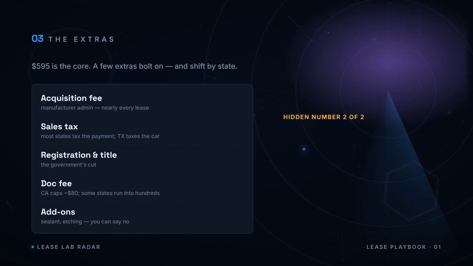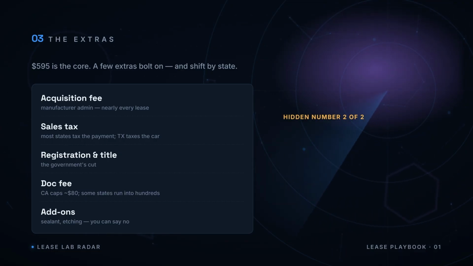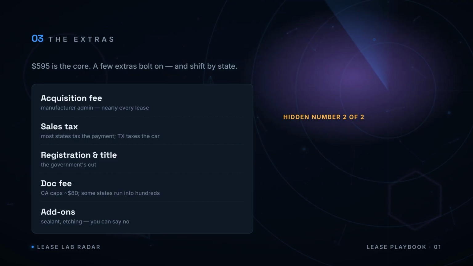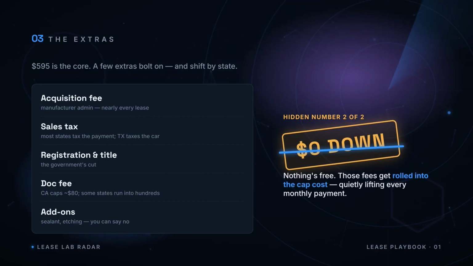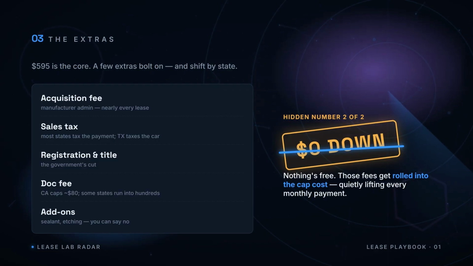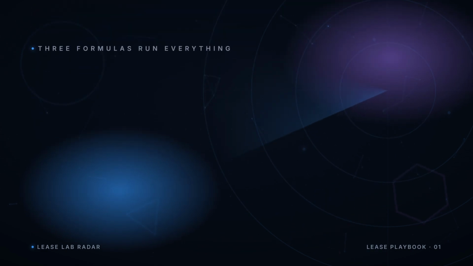And here's the second hidden number I promised. Watch when a dealer rolls all those fees into the cap cost so they can say zero down. Nothing is free. A bigger cap cost quietly lifts every monthly payment. You'll catch it now. Lock it in.